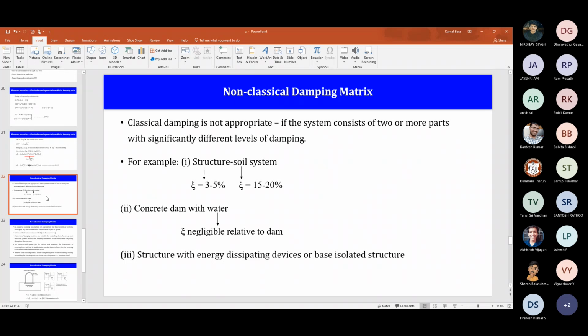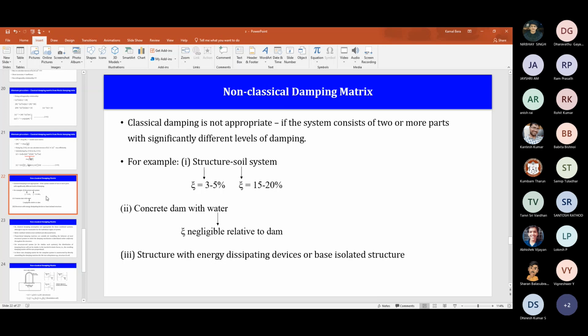When this type of damping matrix comes into the picture, the two or more parts of the structure have significantly different levels of damping. The examples given here are the structure and soil, as in a soil-structure interaction problem. The structure might have 3 to 5%, concrete structure usually 5%, steel structure 2%. But soil has a damping ratio around 15 to 20%, so there is a huge difference between the damping levels.